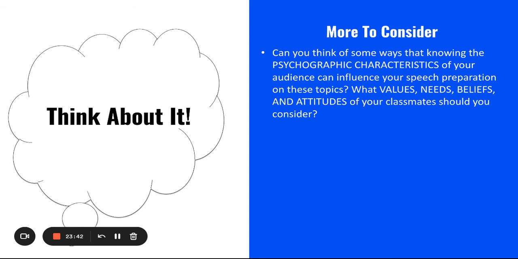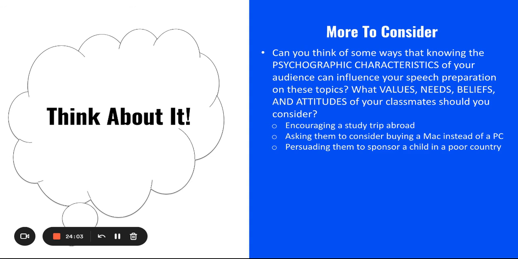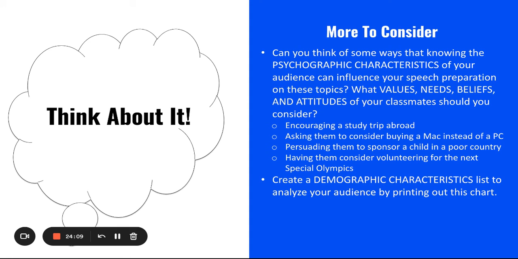So, a little bit more to consider. Can you think of some ways that knowing the psychographic characteristics of your audience can influence your speech preparation? So consider their values, their needs, their beliefs, or the attitudes of the classmates you should consider. So think about encouraging a study abroad trip, asking them to consider buying a Mac instead of a PC, persuading them to sponsor a child in a poor country, volunteering for Special Olympics.